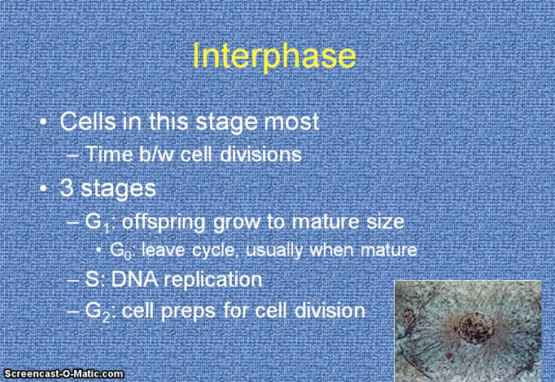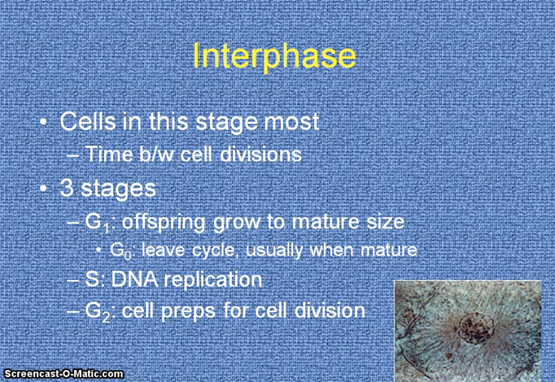Now in interphase, as I mentioned, this is where the cells spend the majority of their life. This is just the time between cell divisions. The 3 stages start with G1, which is where the cells are going to grow to their mature size. In the S phase, the DNA gets replicated. And then in the G2 phase, the cell is going to prepare for division, or mitosis.